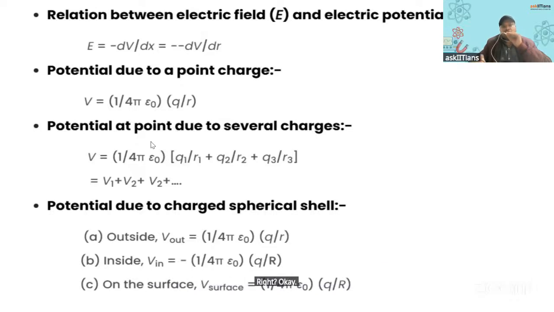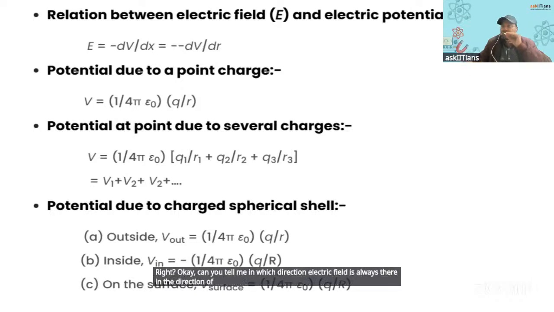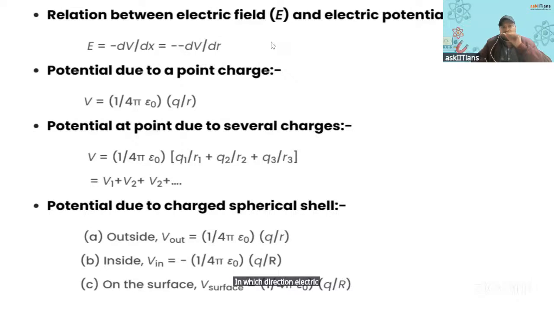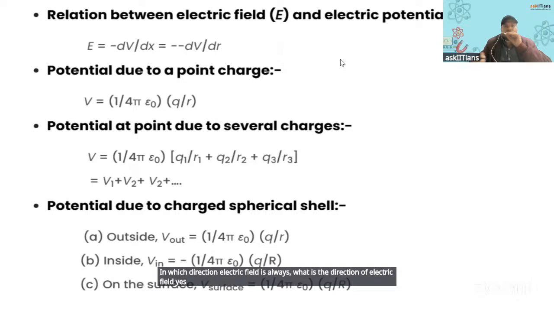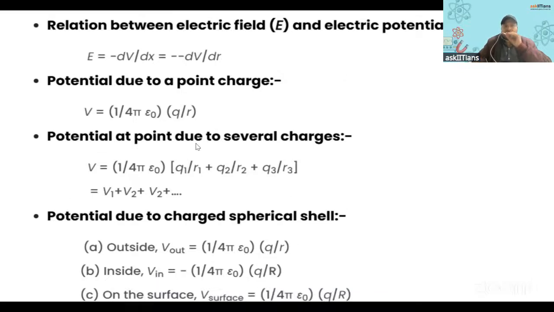Can you tell me in which direction the electric field is always there? In the direction of decreasing potential or increasing potential? What is the direction of the electric field? Yes, good, Jasim. It is in the direction of decreasing potential. That is why there's a negative sign here. Then your potential due to several charges, again the superposition principle.